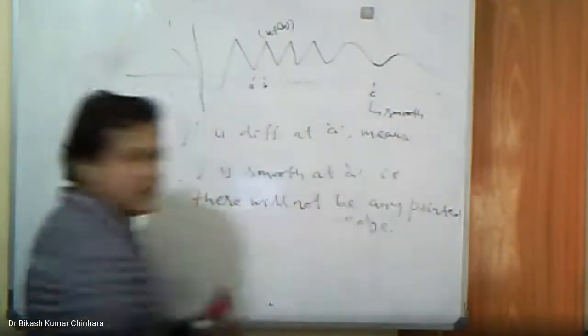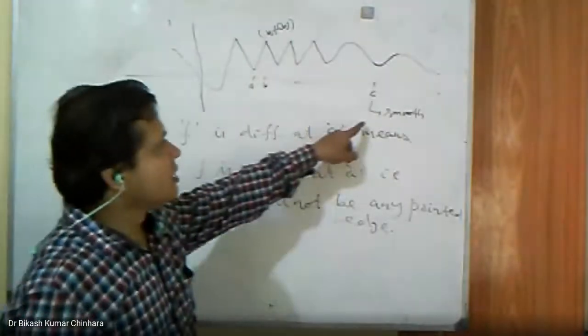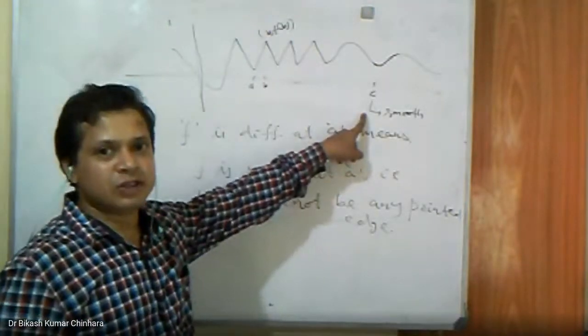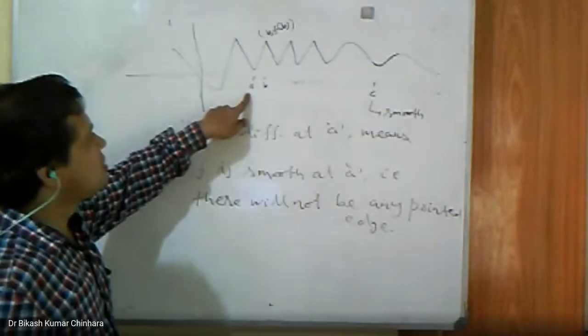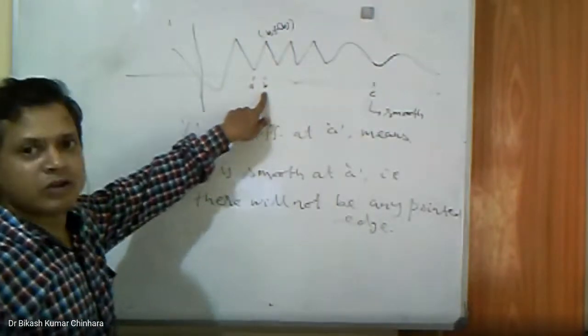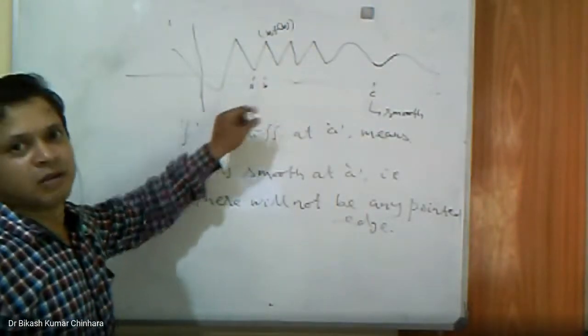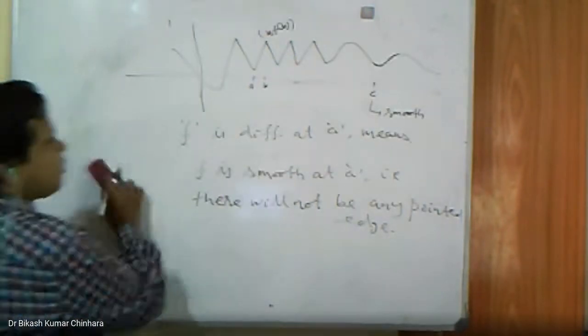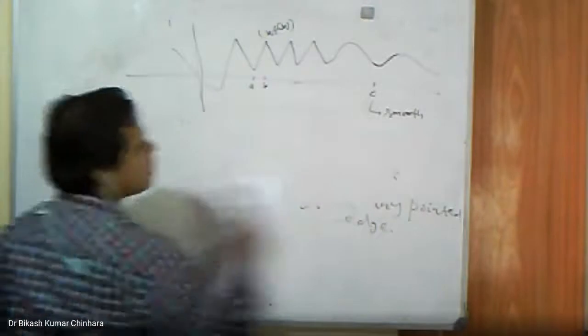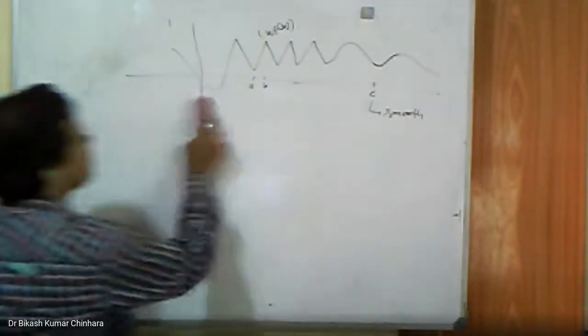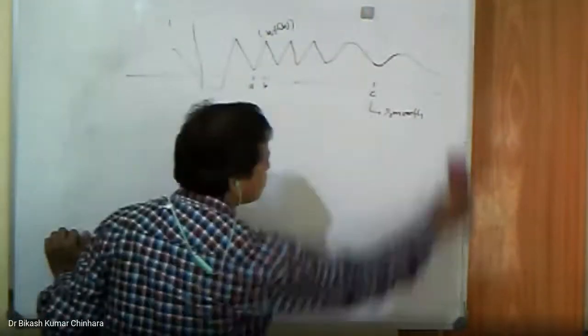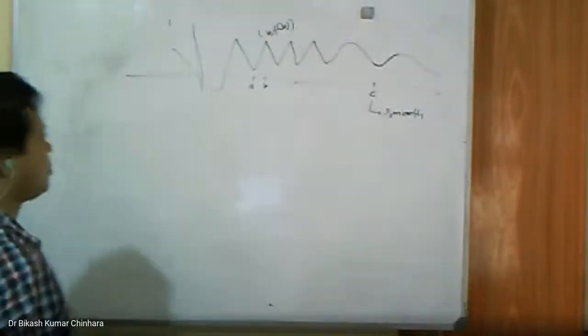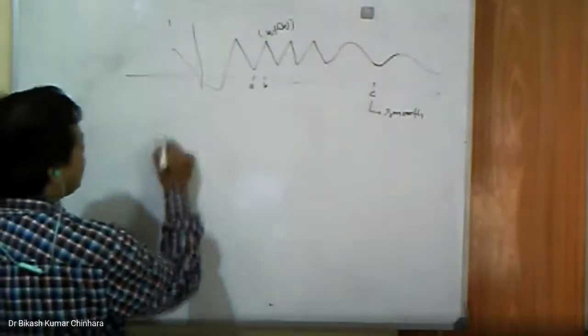So that means in this case, the function will be differentiable at C, but it will not be differentiable at A, and also it will not be differentiable at B. From the geometry, you can guess like this. Now, without computation, I can guess whether a function is differentiable at a point or not. Let us consider an example.